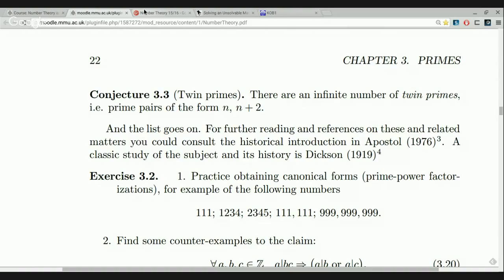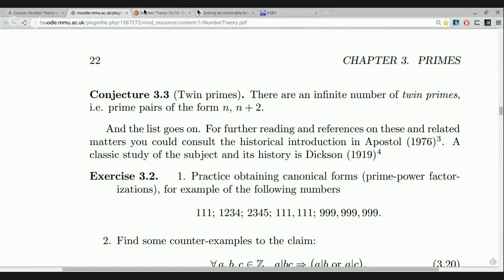Being a bit vague about what happens at the sides, how could we show that all the numbers in the middle are composite? Well, how do we show a number is composite? There's only one way to show that a number is composite. Show that it's divisible by something.